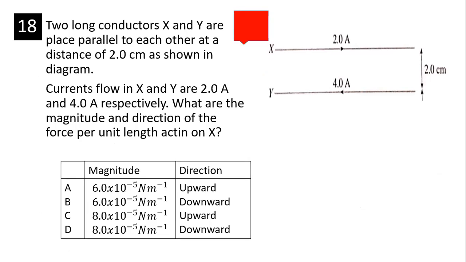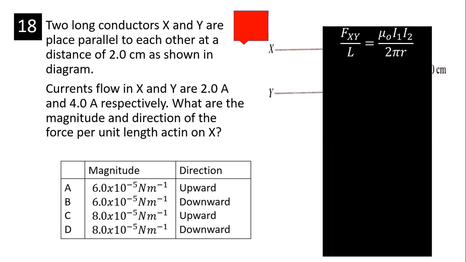Two long straight conductors X and Y are placed parallel to each other. This part you have a problem. I don't know why. Didn't memorize the formula. Distance 2 cm as shown in the diagram. Currents in X and Y are 2 and 4 ampere respectively. What are the magnitude and direction of the force per unit length? Go to the formula. Memorize the formula. Usually they ask you to derive first.